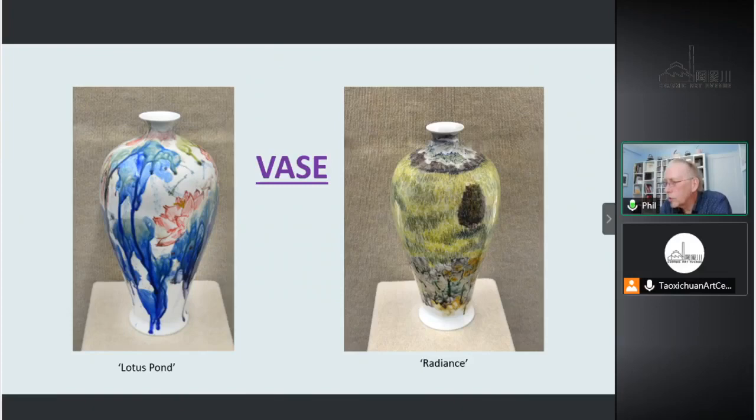Lotus ponds are more than just a beautiful visual experience. Symbolically, they represent the rebirth of the human condition and our growth into the beautiful golden flower.